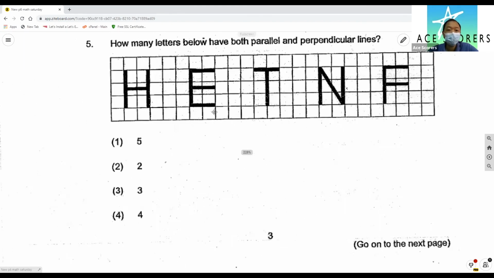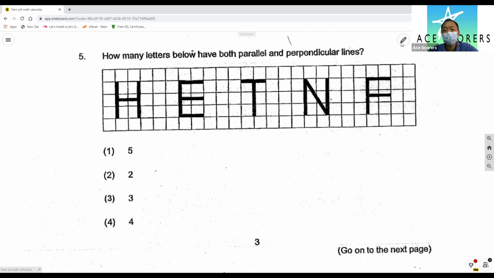How many letters below have both parallel and perpendicular? So, does this have parallel? Yeah, see this one parallel. This one also perpendicular. Yes, so this is one of them. This one also one of them. Parallel, perpendicular. This one? No.